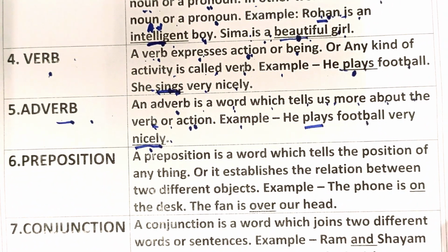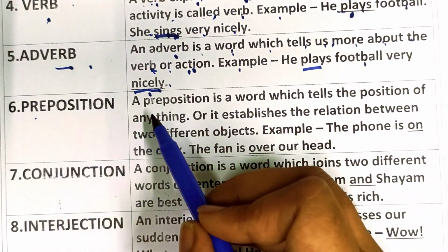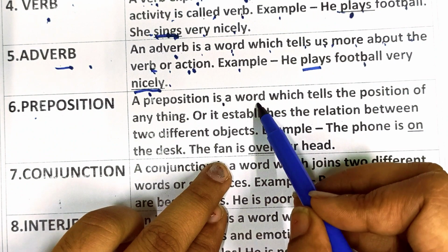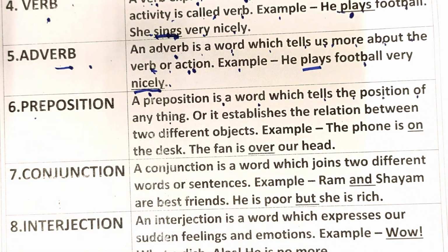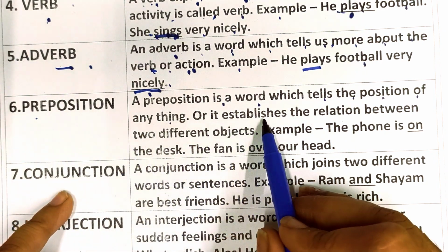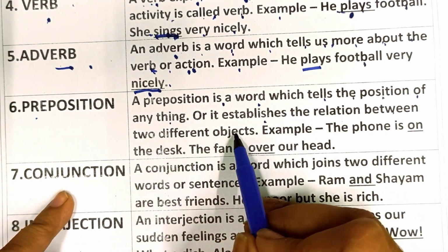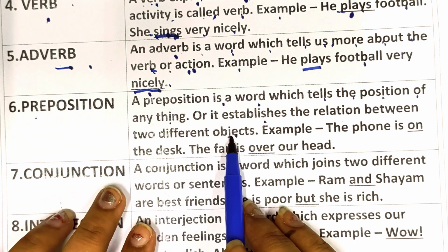Now let's start with preposition. So what is a preposition? A preposition is a word which tells the position of anything. It helps us to understand the position, the address, where the thing is kept. Or it establishes the relation between two different objects. Yes, this is very important. Prepositions create the relation between two different objects.